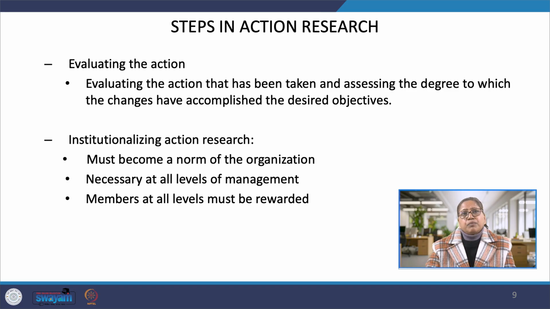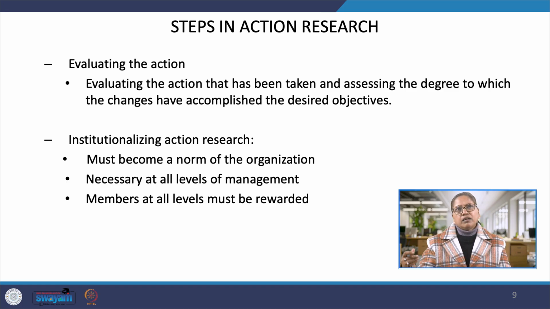The last step is institutionalizing: action research must become a norm. So, the change which has been instigated, the change which has been planned, must be institutionalized and must become a norm of the organization. It is necessary at all levels of the management. Members at all levels must be rewarded for their effort.